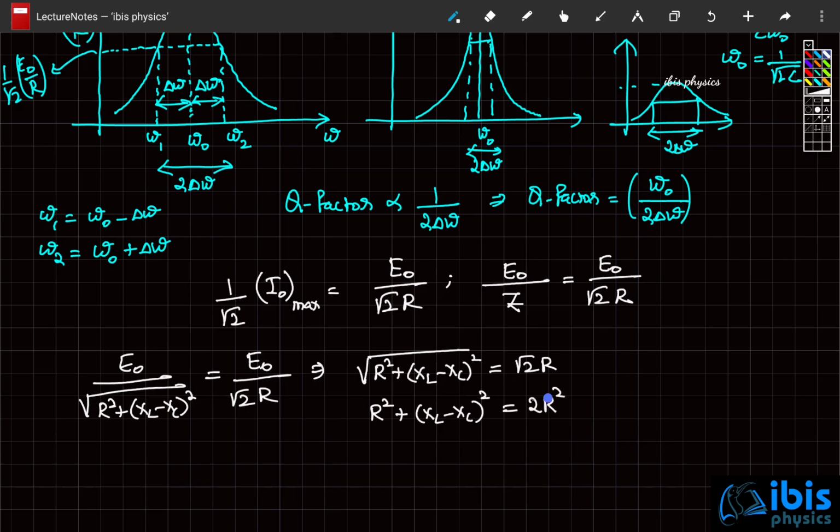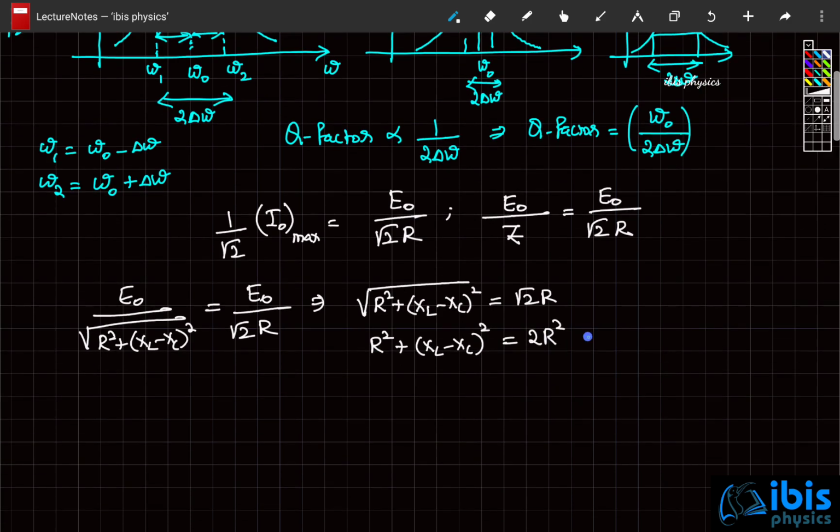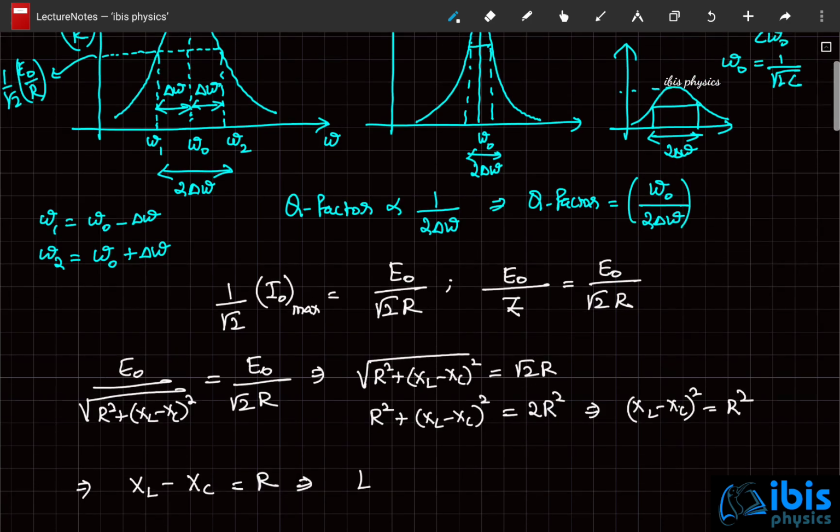When you subtract this and take the square root, XL minus XC the whole square equals 2R squared minus R squared, which is R squared. When you take the square root, the next step is XL minus XC equals R. And we know that XL is L omega. Let us take either the omega 2 part or the omega 1 part. Let me take the omega 2 part.